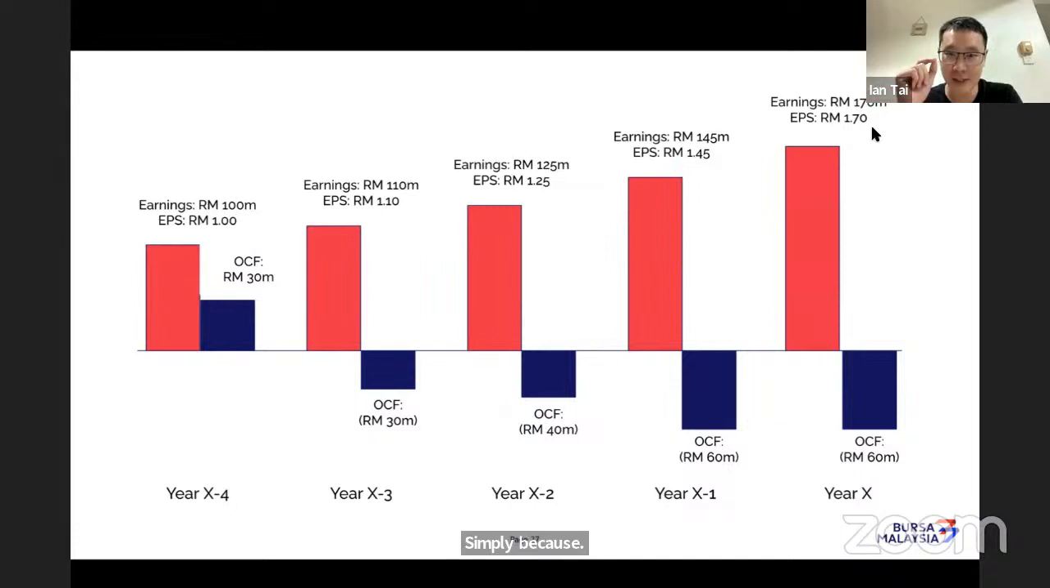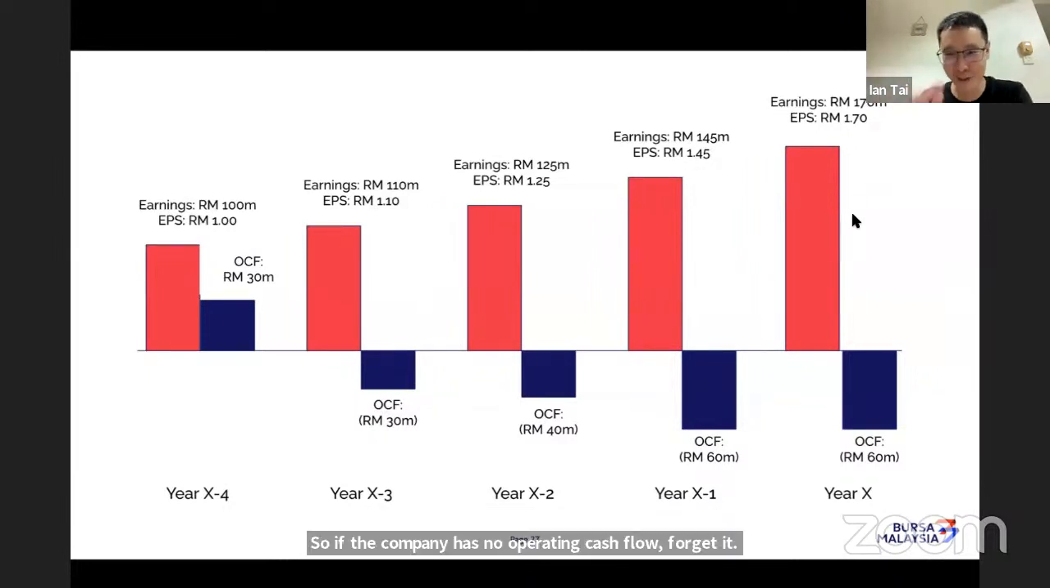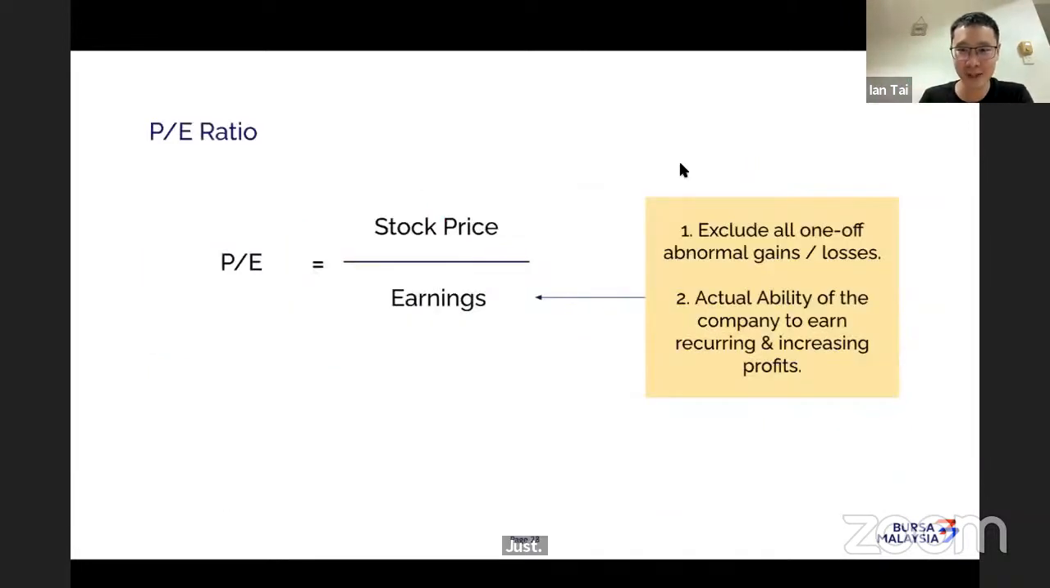Simply because, as an investor, you want a company with a very good ability to generate earnings over the long term. So earnings is great, but it has to be backed up by solid operating cash flow. So if the company has no operating cash flow, forget it. Just call it a day. Find another company, okay? So therefore, this is how we use PE ratio.